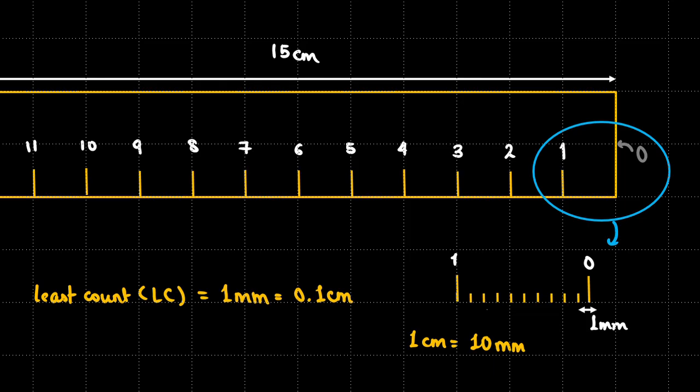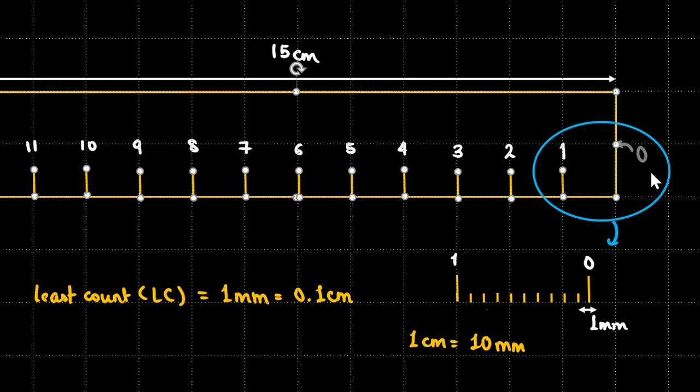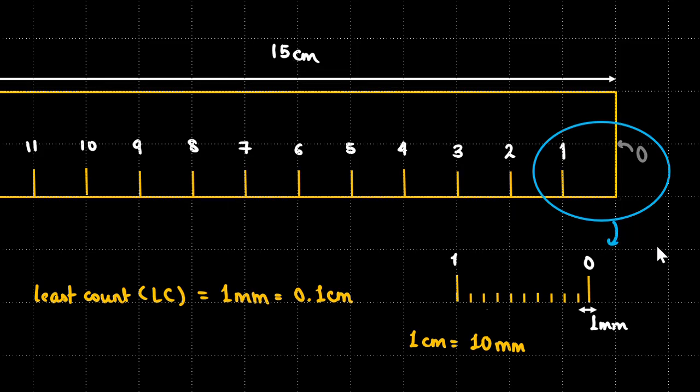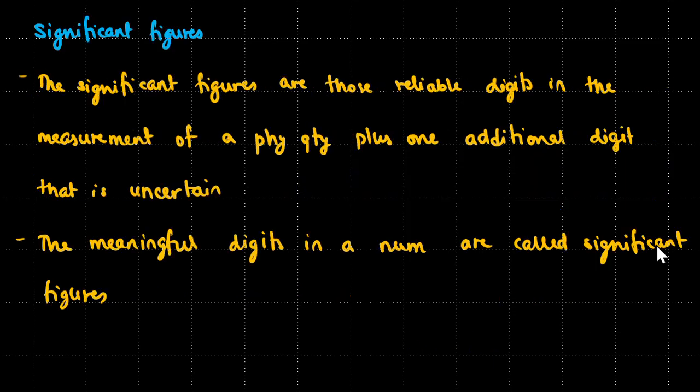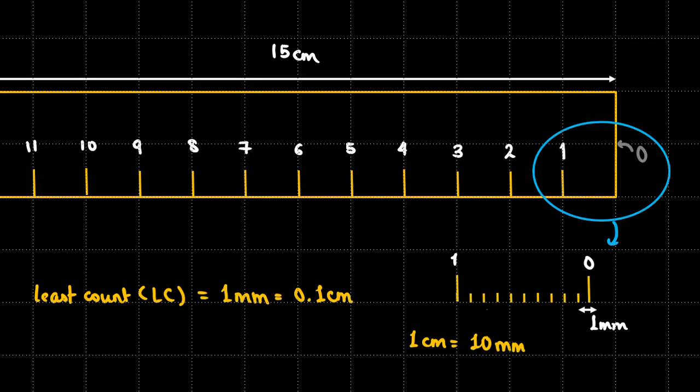Now I'm going to copy the scale so that I don't have to make it again. So let's group the scale, then copy it. Now let's move on to the next slide. Again, let's look at the definition to make it clear what we're trying to discuss. The significant figures are those reliable digits in the measurement of a physical quantity plus one additional digit that is uncertain.